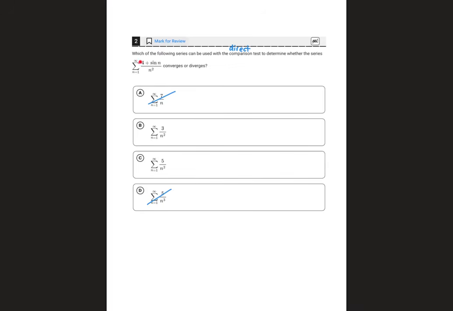So we realize this top, 4 plus sine, since sine's between 1 and -1, this top's between 3 and 5. So just compare it to this series. So this will always be bigger. 5 over n squared will always be bigger than 4 plus sine over n squared. So that's the function we'll use.